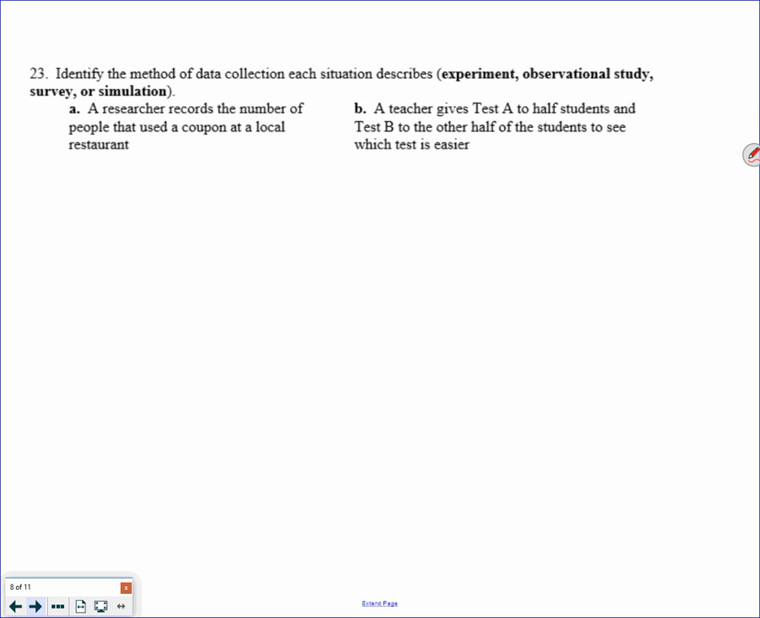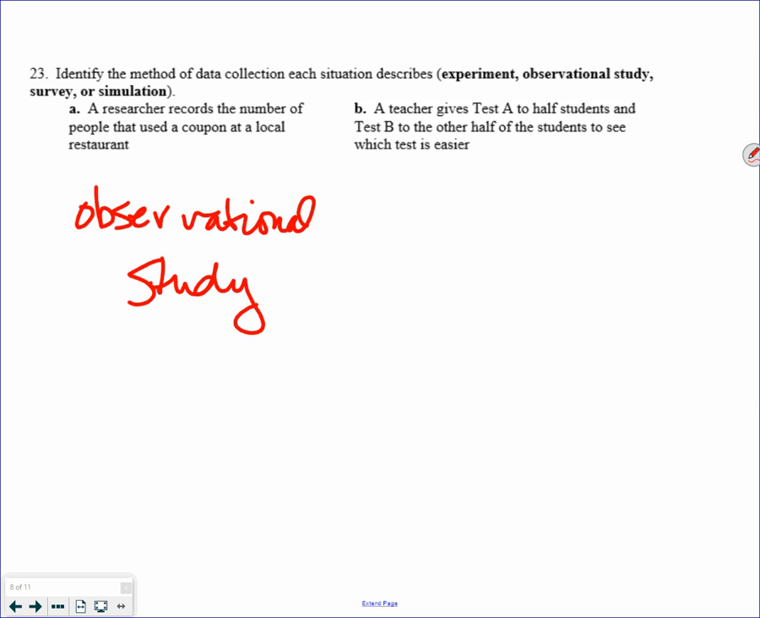Identify the method. A researcher records the number of people that used a coupon at a local restaurant. You're stepping back, you're watching, you're just recording the number that actually occurs. This is considered an observational study. A teacher gives test A to half the students and test B to the other half of the students to see which test is easier. This would be considered an experiment, because you're putting this on people.